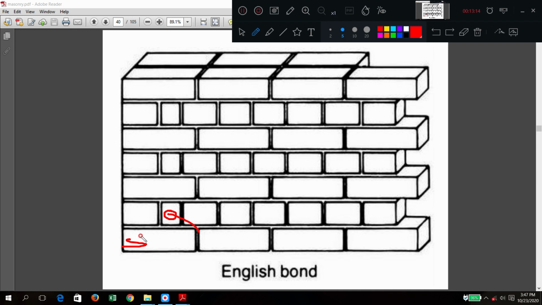No. Stretcher courses do not have any closer. Only header courses will have closers, and that too queen closers. So whether it is placed first or second: after placing the first header only it is placed. What will happen if you place it first? It will fall, definitely fall, because its width is very less. It will lose its stability and fall. That is why it is placed after the first header.